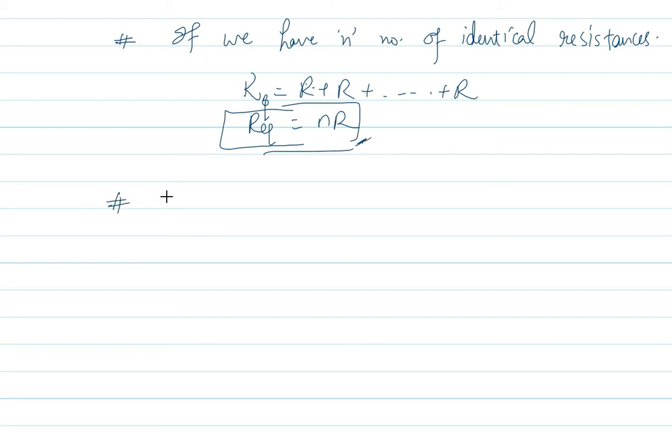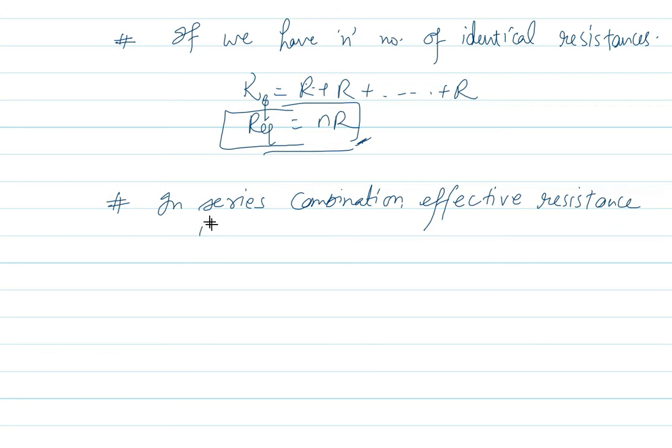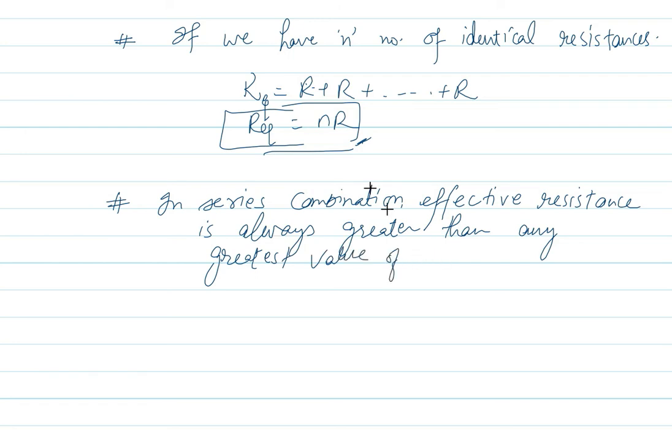You can also say one thing, that in series combination, effective resistance is always greater than the greatest value out of the given resistances. Are you getting what I am trying to say?